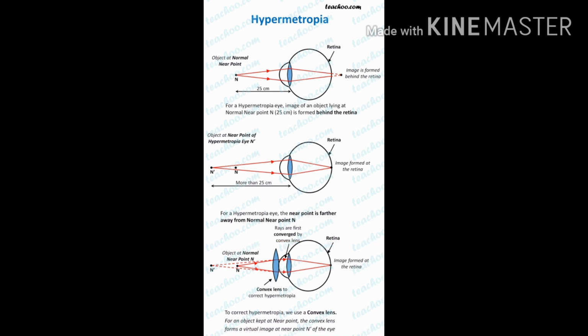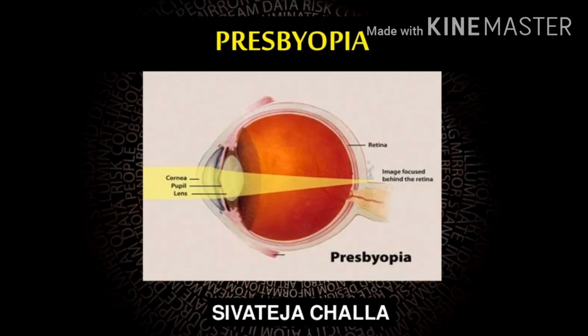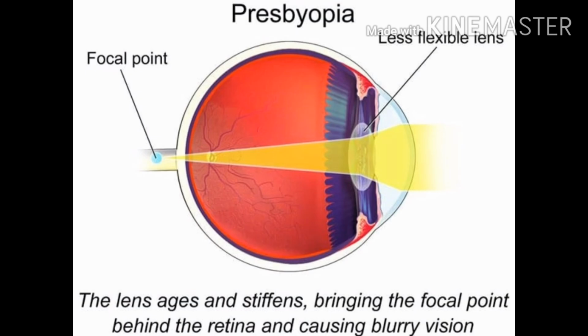Now let us learn the third defect, that is called presbyopia. These people suffer from nearsightedness as well as farsightedness. The focusing power of the eye lens decreases with age. The muscles near the lens lose their ability to change the focal length of the lens, due to which old people cannot see nearby objects clearly.